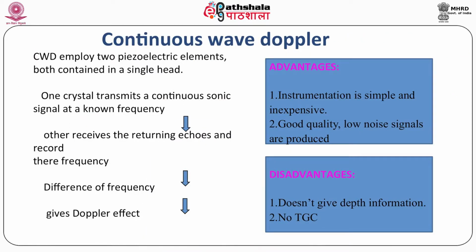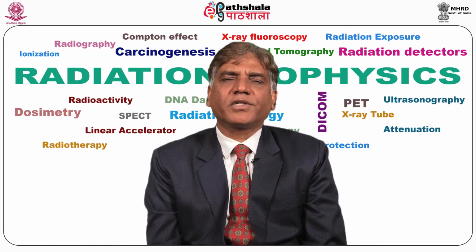Continuous wave Doppler: this mode employs two piezoelectric elements, both contained in a single crystal. One crystal transmits continuous sonic signals at the known frequency, and the other piezoelectric element receives the returning echo and records their frequency. The difference in frequency or Doppler shift usually falls in the audible range, as I told you earlier, and after amplification constitutes the Doppler signal.